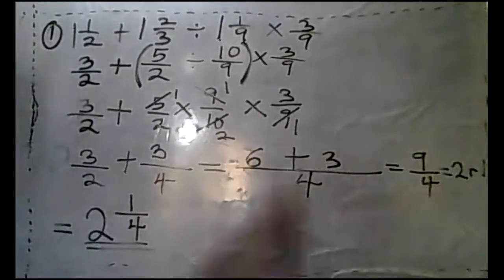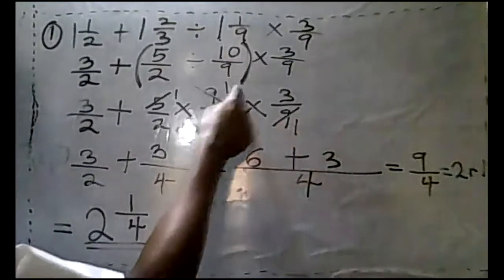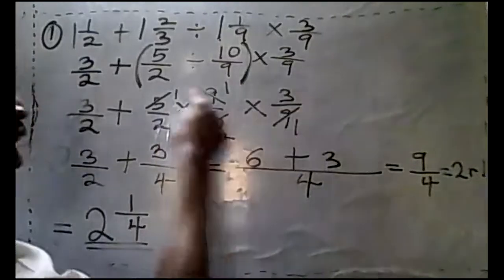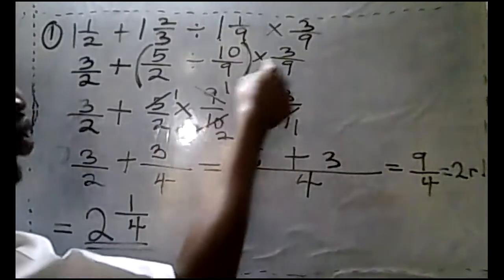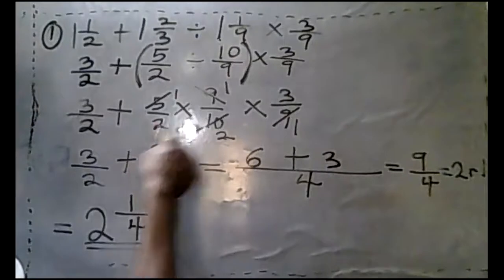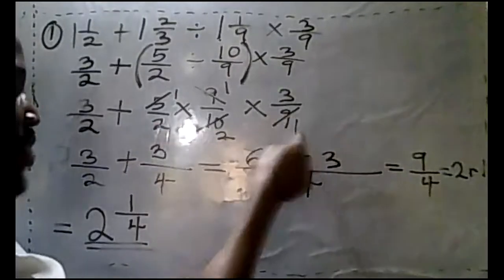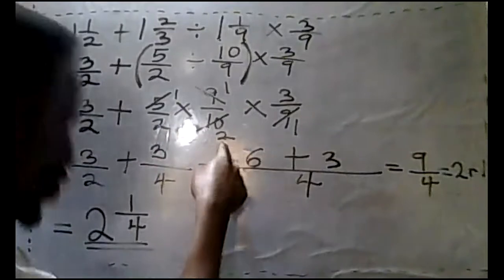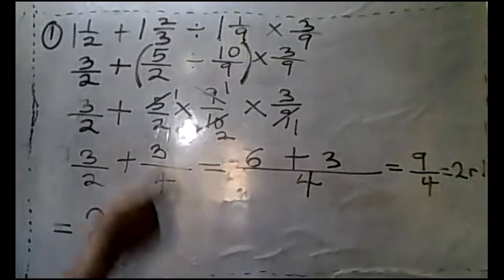Then we can now divide. 9 here 1, 9 here 1, 5 here 1, 5 here 2. So multiply out what you have here. 1 times 1, 1. 1 times 3, 3. 2 times 2, 4. 4 times 1, 4. So you have 3 over 4.